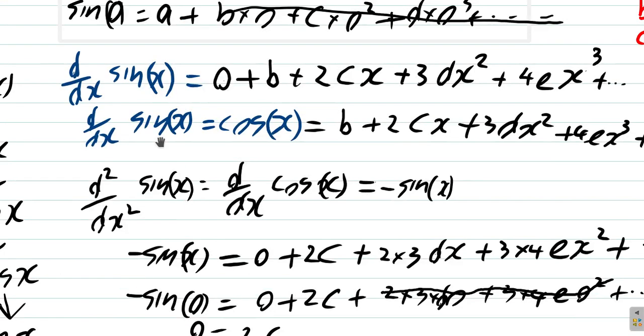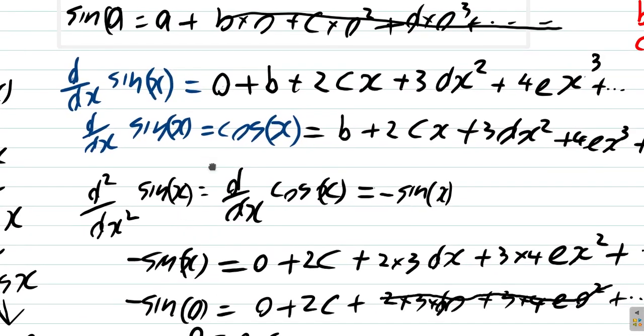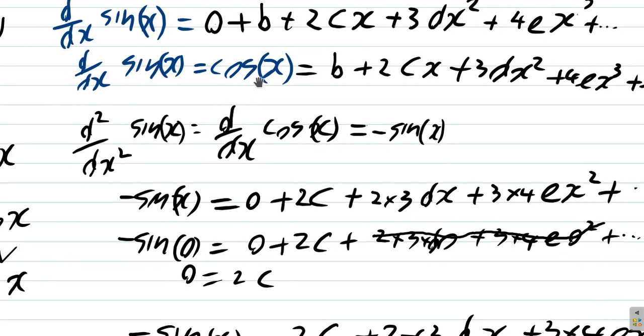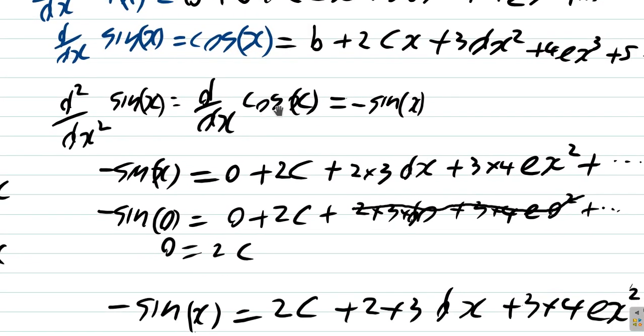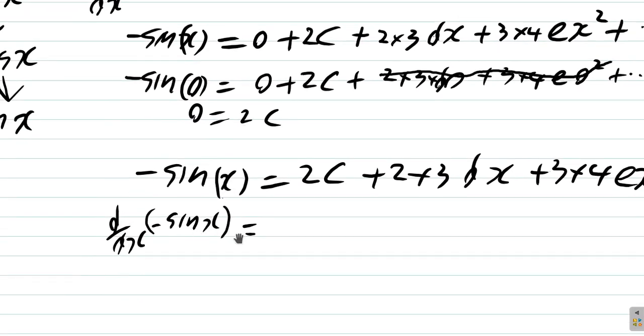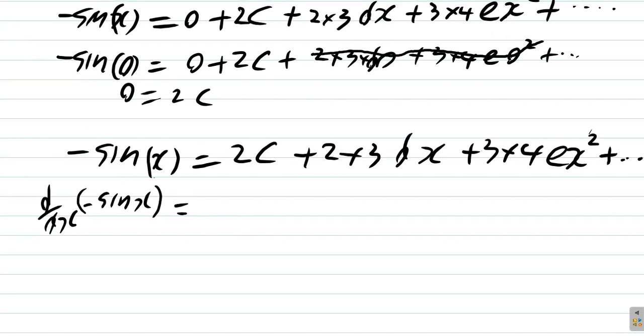Right? We differentiated sine x, we get cos x. Then differentiated cos x, we get minus sine x. That's 2 so far. Then we need to differentiate minus sine x. This will be the third derivative. But anyway, we differentiate minus sine x. What do we get? What do you get when you differentiate negative sine? It's going to be negative cos. So down here is going to be negative cos x equal.